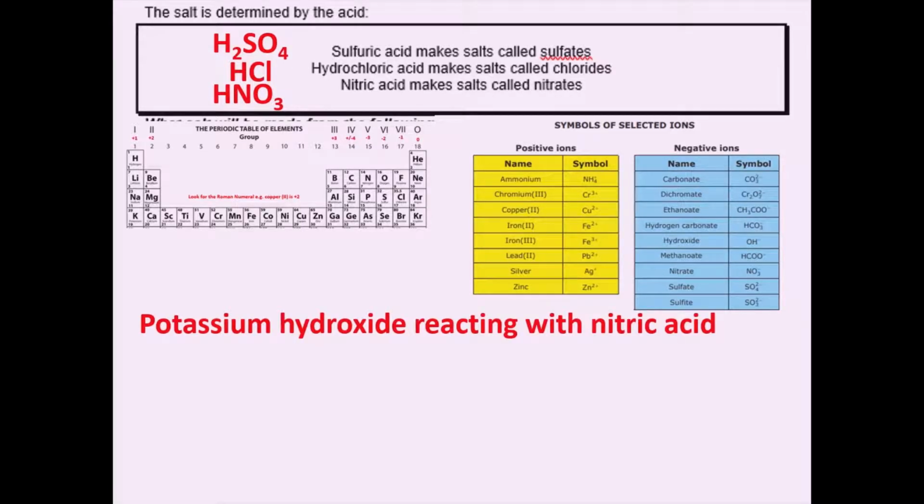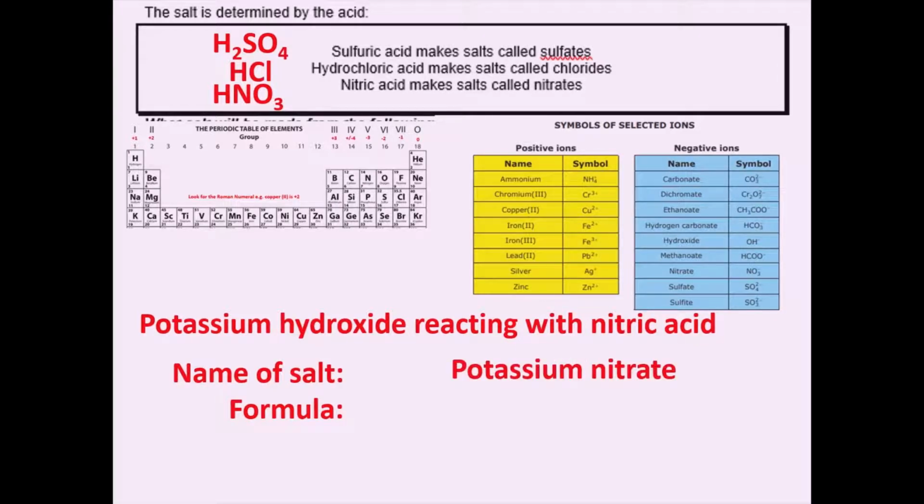Next one, potassium hydroxide with nitric acid. So could you work out the name of the salt? Yep, potassium nitrate, isn't that right? So potassium from this part, nitric acid makes salts called nitrates, so we take that H off, we're left with nitrate. So K plus 1, nitrate, NO3, and then the minus above it, minus 1. We don't have to do anything to balance up the numbers, so KNO3.